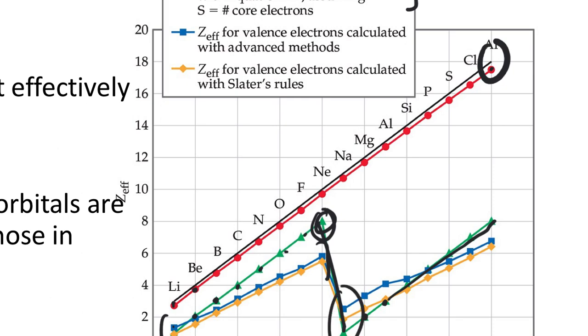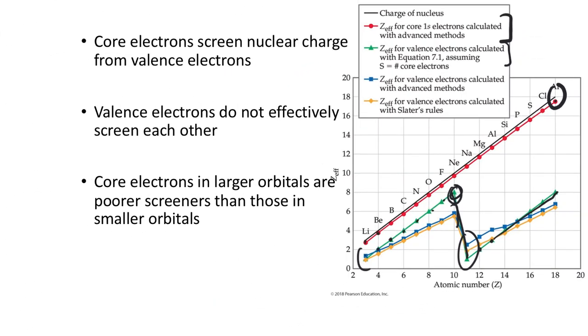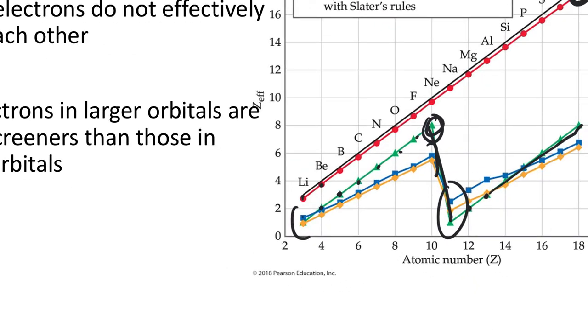And then we reset the effective charge when we reset the next row of elements, leading to the periodic nature of our elements. And so our core electrons screen each other most effectively from nuclear charge. The valence electrons can maybe screen each other a little bit, but not very effectively. And then the core electrons, one thing that's maybe a little hard, maybe I'll erase here.